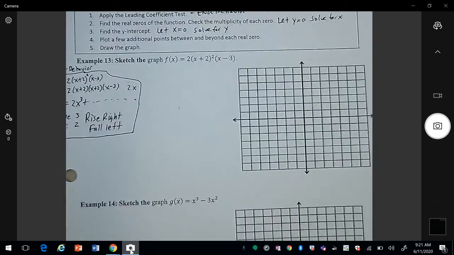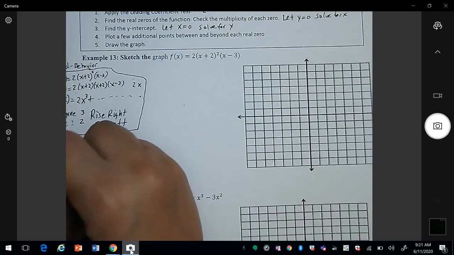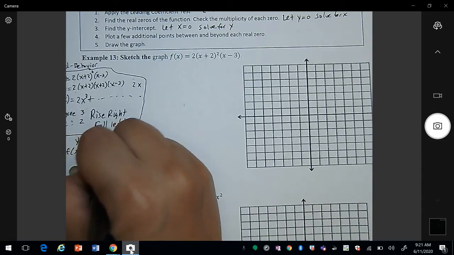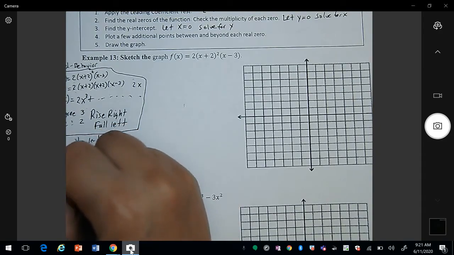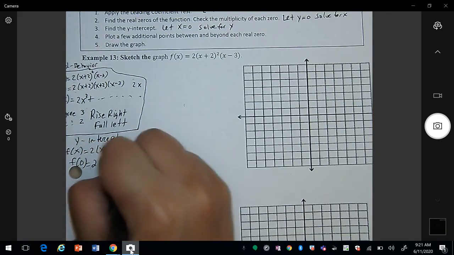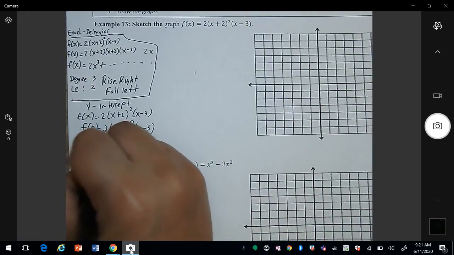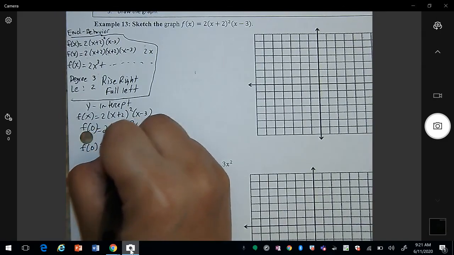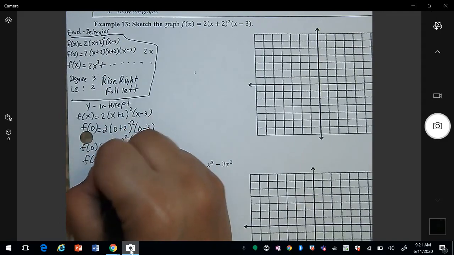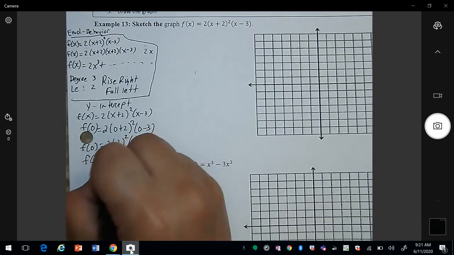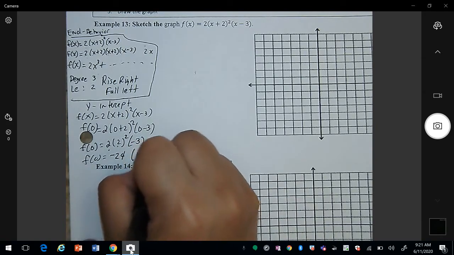Okay. Then we want to find the y-intercept. So for the y-intercept, we let x equal 0. And so I end up with 0 plus 2 is 2. 0 minus 3 is negative 3. 2 squared is 4 times 2 is 8 times negative 3 is negative 24. So my y-intercept is 0, negative 24.